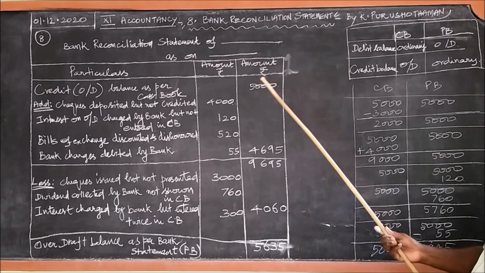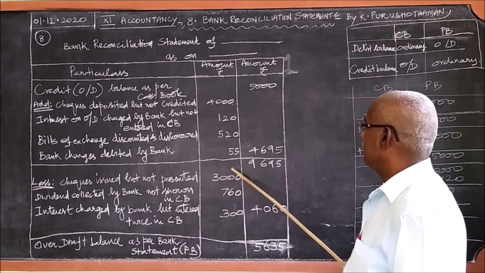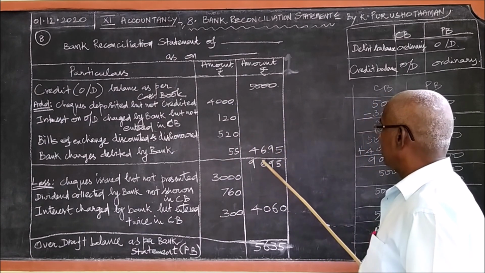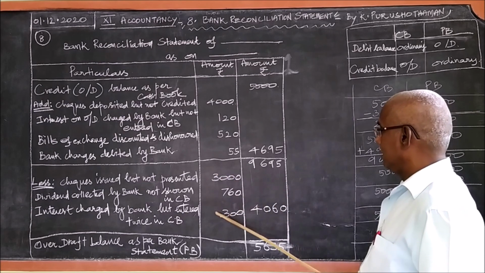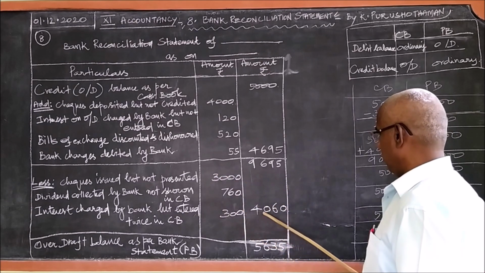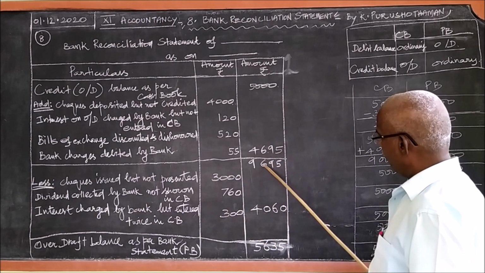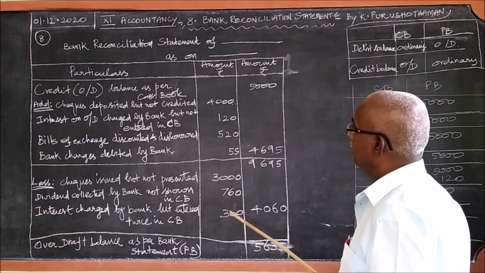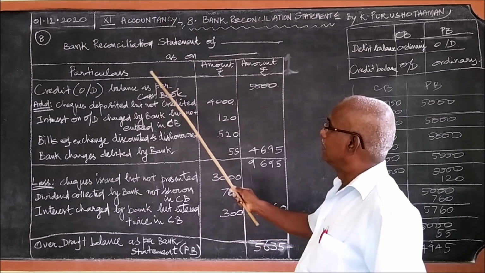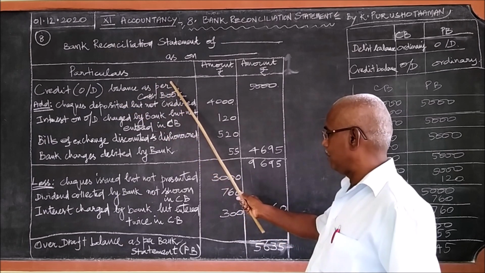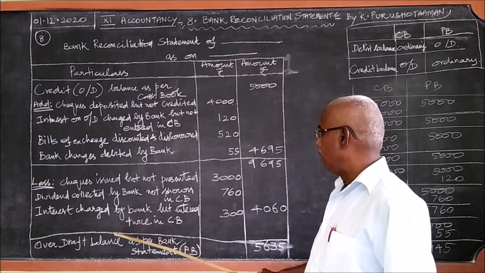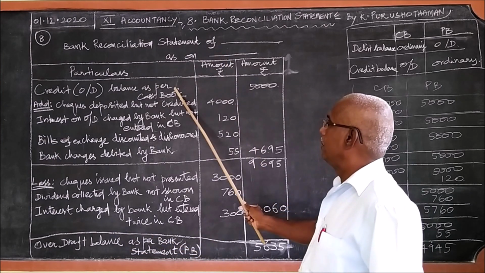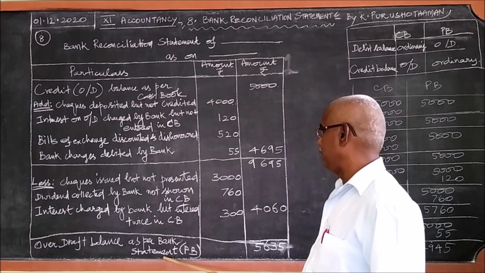So what happens, this 5,000, all these four figures are added, this amount, so 9,695. All these less items are added together, 4,060. From this, you minus this, you will get 5,635. Since we have started from overdraft balance as per cash book, we should finish with overdraft balance as per bank statement or passbook. Here overdraft cash book, here overdraft passbook.